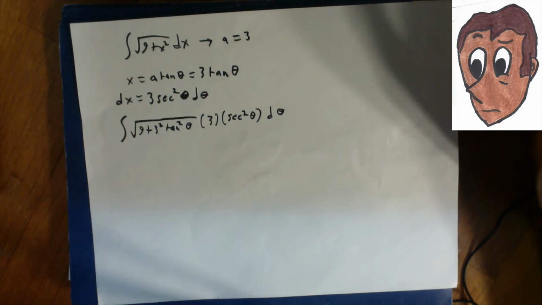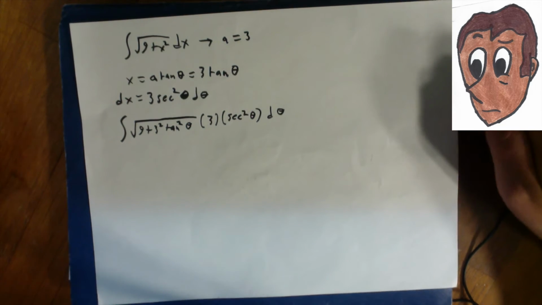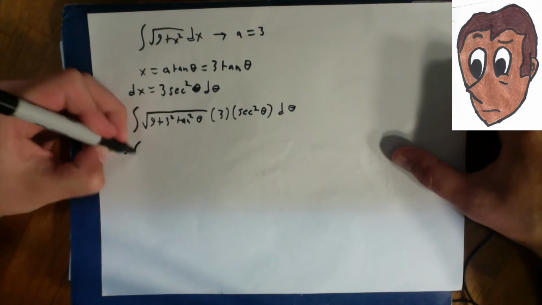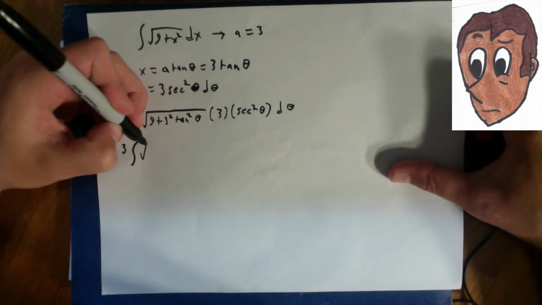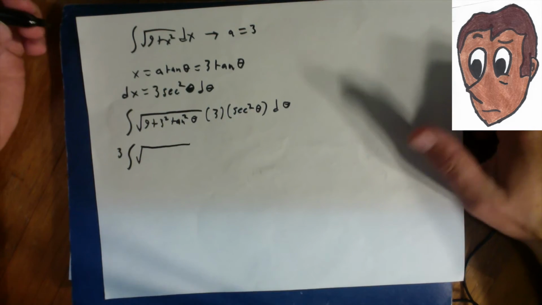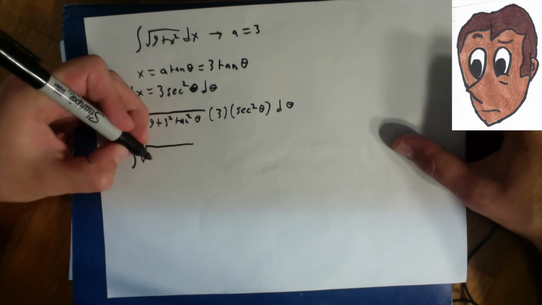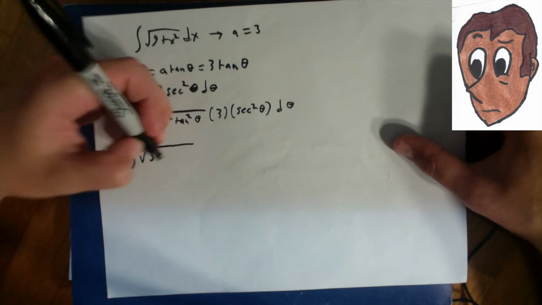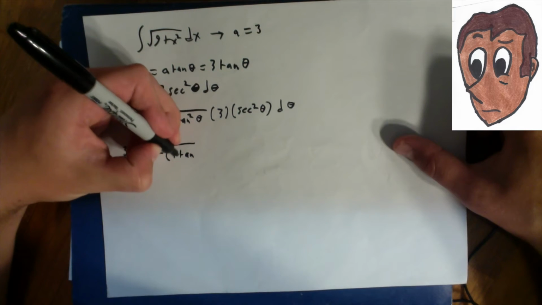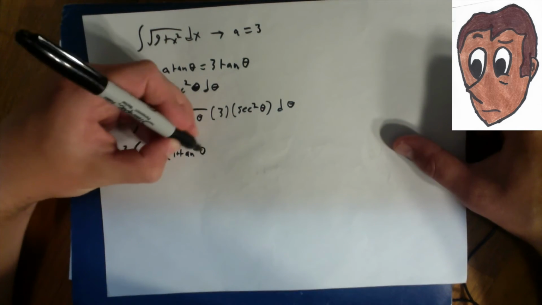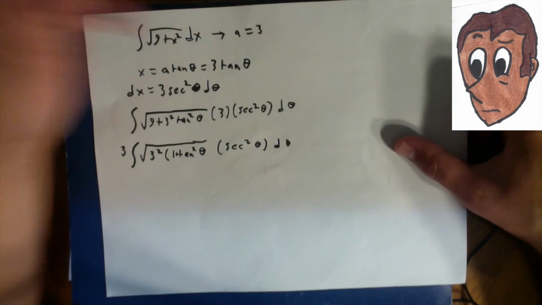So it looks a little ugly, but don't worry. Again, it'll work out. So I'm going to pull that 3 out since it's just a constant. So we have 3 times the integral, and now I'm going to simplify this square root a little bit. So I know that 9 is actually 3 squared, and I also have a 3 squared here. So I'm going to pull out the 3 squared, and we're going to have the term 1 plus tan squared theta. And of course we still have the secant squared theta and a d theta.